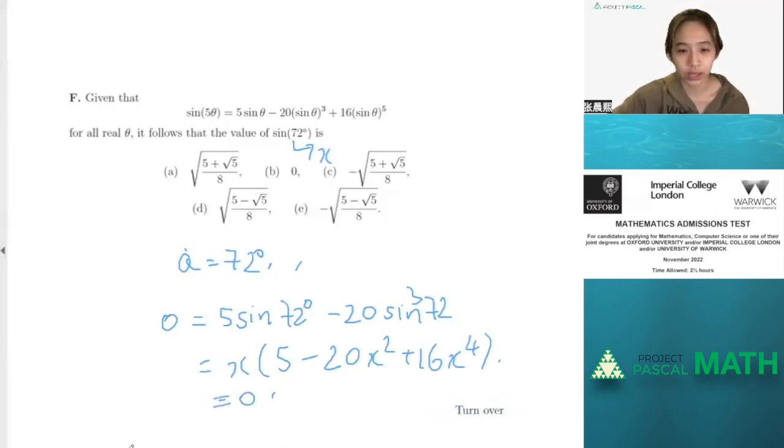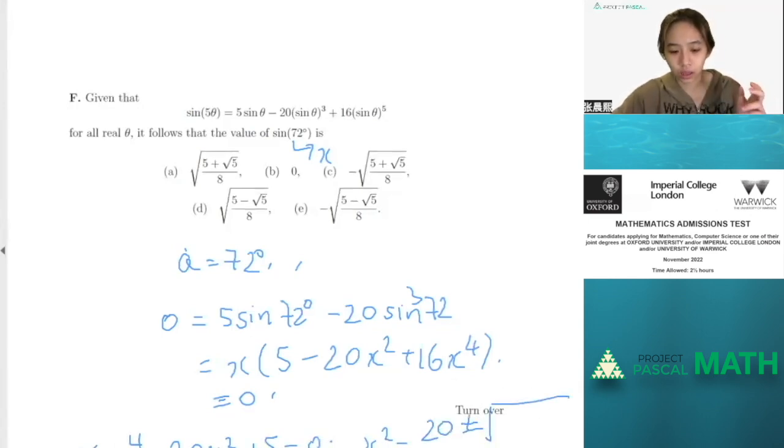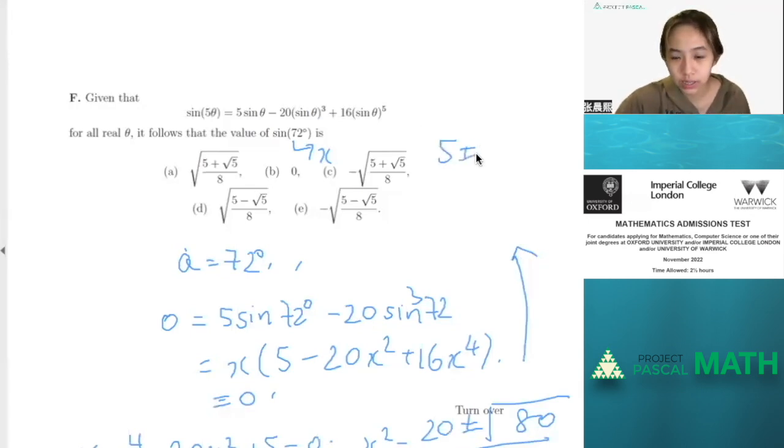So you must have 16x to the power 4 minus 20x to the power 2 plus 5, which gives you x squared equals 20 plus minus the square root of 400 minus 320, or just 80, divided by 32, which is 5 plus minus root 5 over 8. And since it's between 0 and 1, it has to be positive.